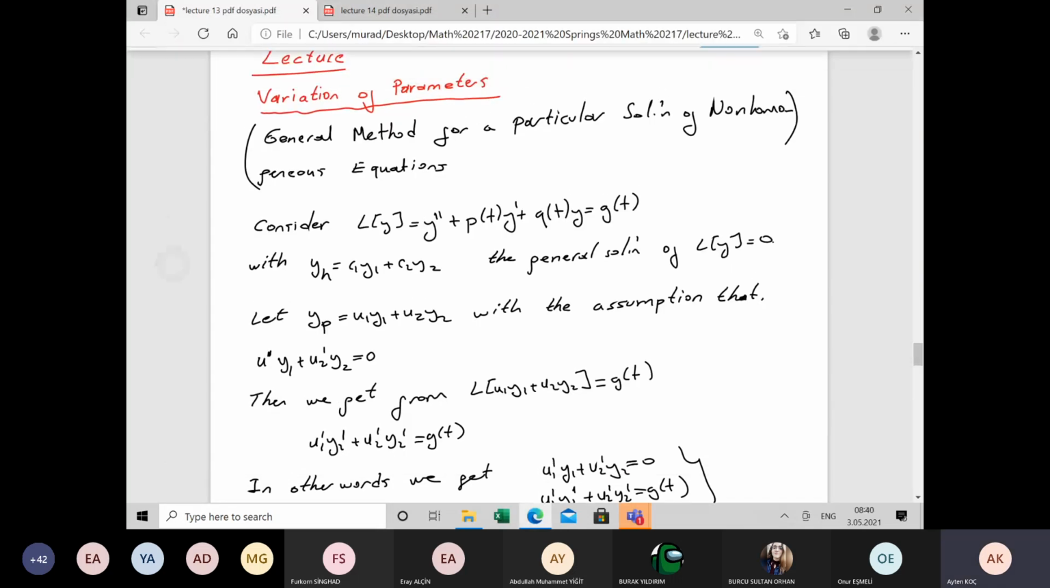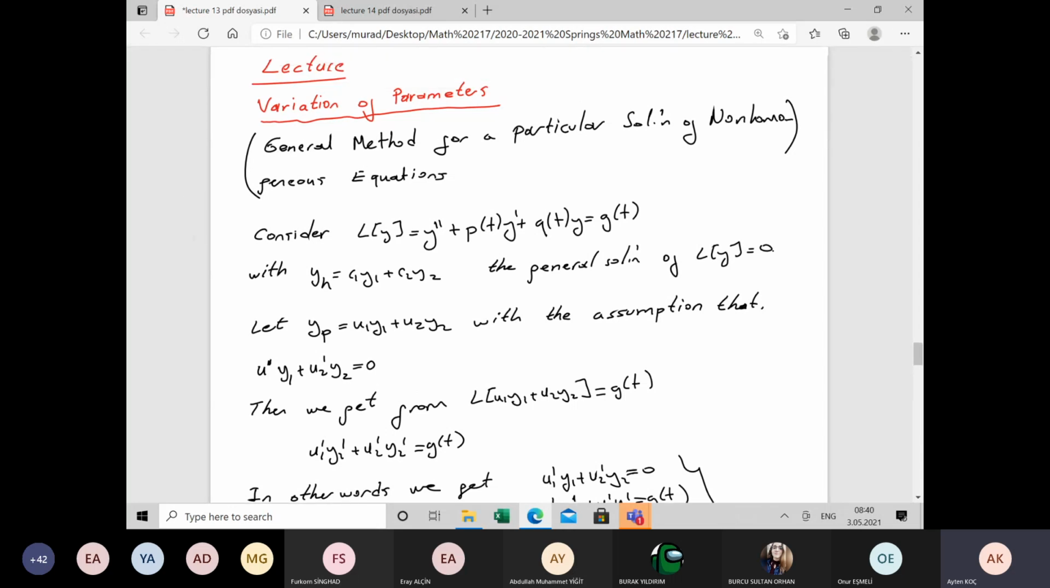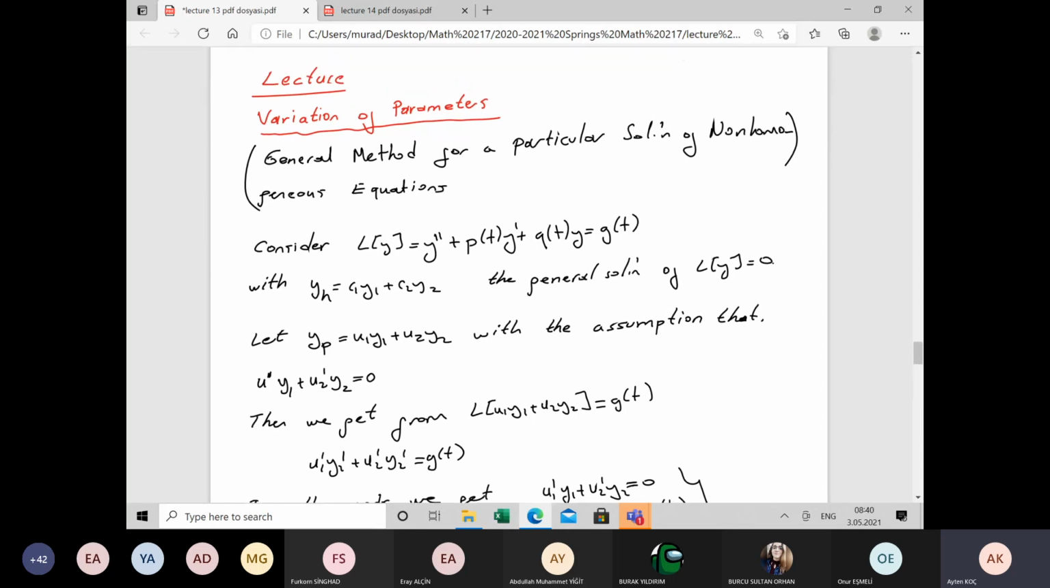Yes, let's start. Today we will discuss variation of parameters. This method is the general method to find a particular solution of the non-homogeneous equation for the given second-order differential equation. For example, take the second order differential equation here, where L of y is a linear operator, and L of y is y double prime plus p of t y prime plus q of t y is g of t.